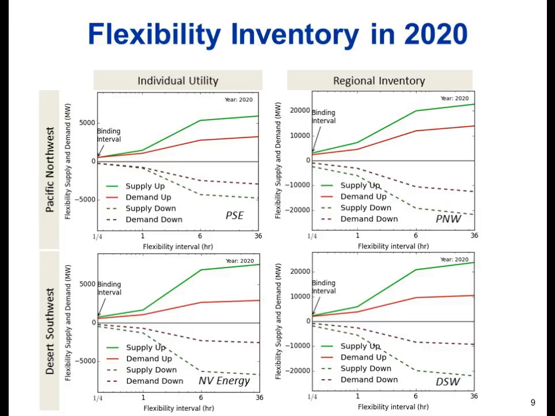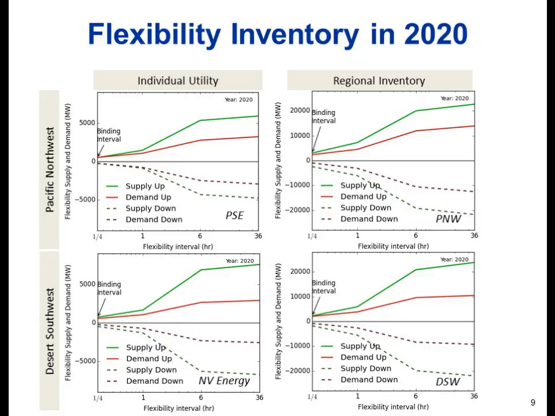On each individual chart, the horizontal axis represents the flexibility inventory starting with the shortest interval on the left and the longest on the right. The vertical axis shows the flexibility supply in green and the flexibility demand in red. The up direction is all the positive numbers, while the down direction is the negative numbers.